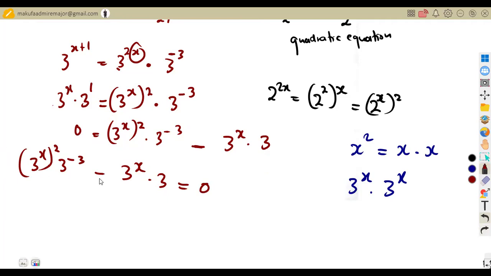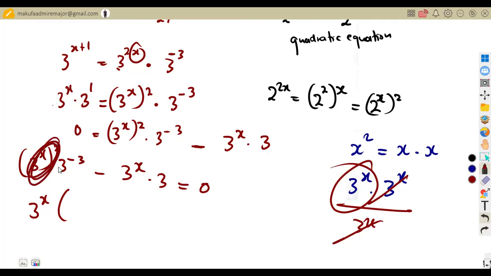Most of us are used to the equation being written like this. Like I was saying, this here and this here are common. So we can factor out 3 to the exponent of x so that we remain with what? Remember, there are 2 of them. If we factor out 3 to the exponent of x, we divide by 1 of it, 3 to the exponent of x. So if we divide, we remain with 1 of the 3 to the exponent of x.